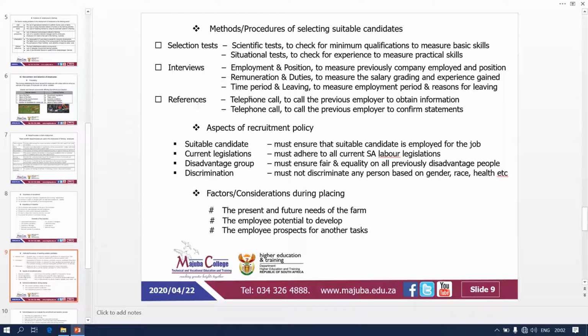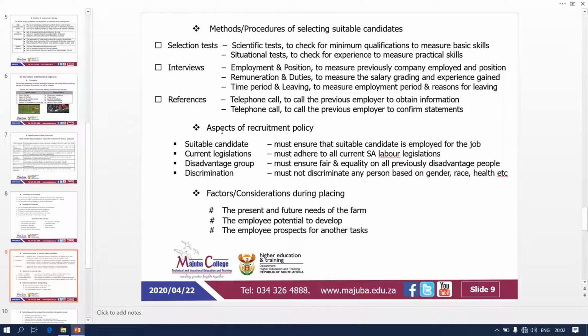Look at references. You can make telephone calls, maybe to the previous employer, to obtain information and to confirm the statements, right? You can do these two to check, for example, if this particular individual mentions that he has been trained on livestock breeding, you need to confirm that he has been trained for that.